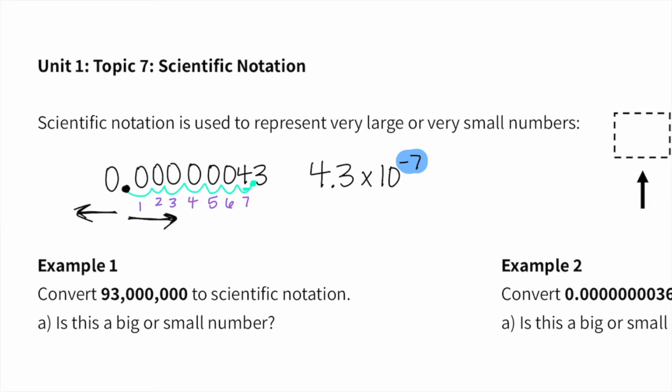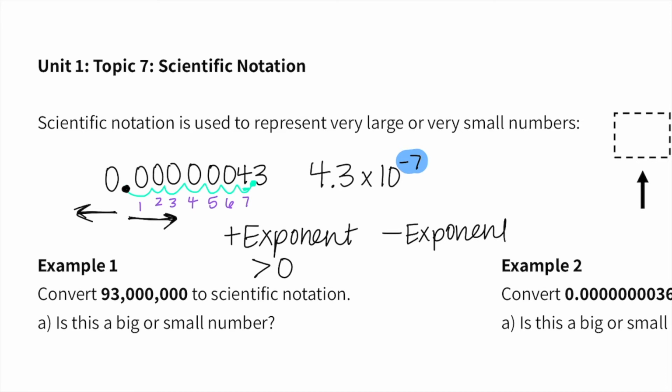So you can look at numbers in scientific notation and know that numbers with a positive exponent are greater than 1, and ones with a negative exponent are less than 1.